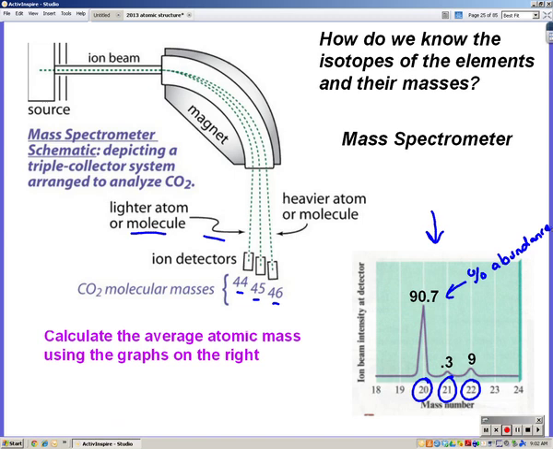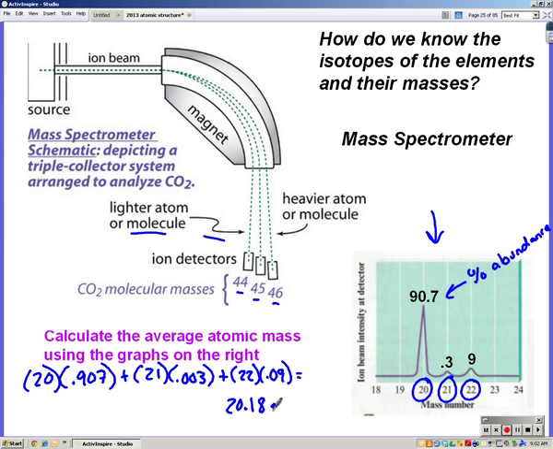So calculate the average atomic mass using the graph to the right. We would do 20 times 0.907 plus 21 times 0.003 plus 22 times 0.09. And that will give you your answer of 20.18 AMU. So it's the same information and same calculation, it's just in a graph form instead of just given to you.